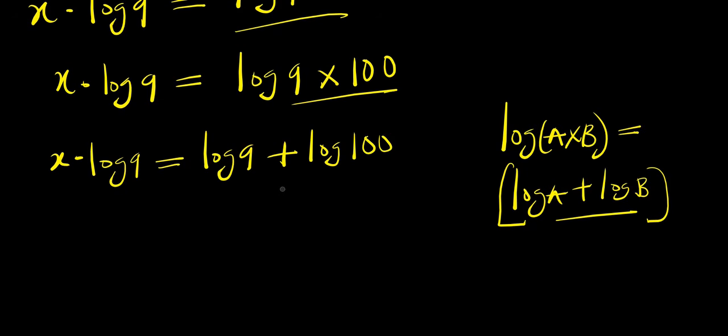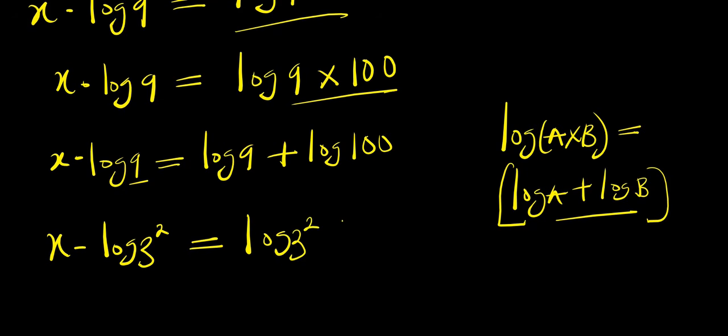So the next thing is I can express 9 as 3 power 2, so x times log 3 power 2 equals log 3 power 2 plus log 100. I can express 100 as 25 times 4.